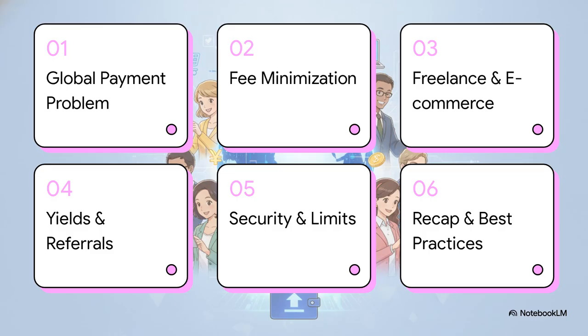Here's our roadmap for today. 1. The global payment problem. 2. Multi-currency and fee minimization. 3. Freelancer and e-commerce workflows. 4. Yields, assets, and referrals. 5. Security, limits, and mistakes. And 6. Best practices and recap.